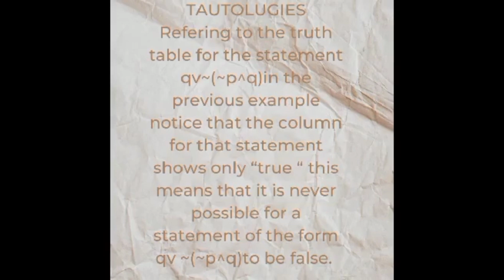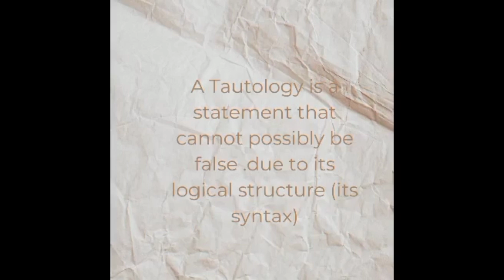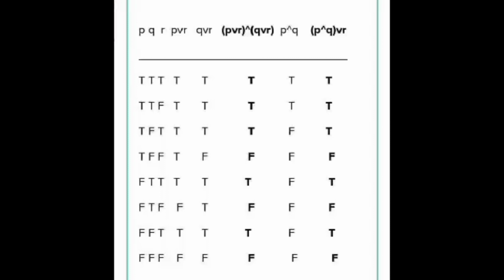A tautology is referring to the truth table for the statement Q or not P and Q in the previous example. Notice that the column for that statement shows only true. This means that it's never possible for a statement of the form Q or not P and Q to be false. A tautology is a statement that can't possibly be false, through its logical structure, its syntax. The statement Q or not P and Q is an example of a tautology. For the example statement and tautology, we can make a truth table.